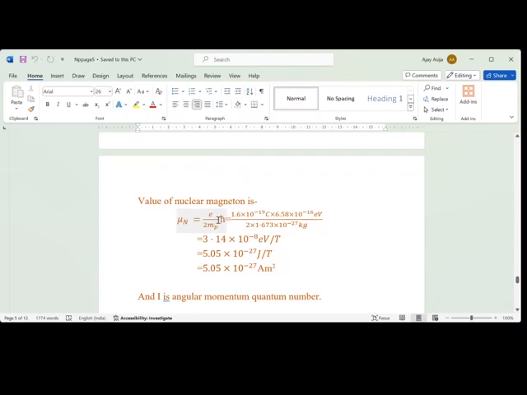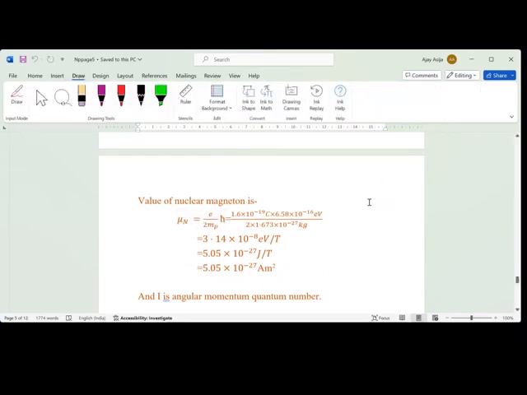We will put the value of e here and h cut in terms of electron volt, and 2, and the mass of proton is 1.673 into 10 raised to the power minus 27 kilogram. So the value of mu n will be equal to 3.14 into 10 raised to the power minus 8 electron volt per Tesla. Let us discuss how the value of h cut can be found in terms of electron volt.